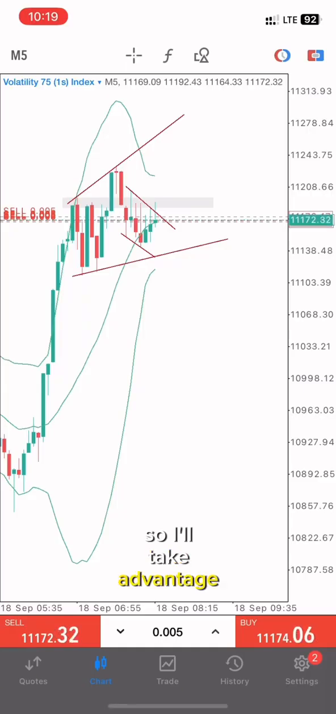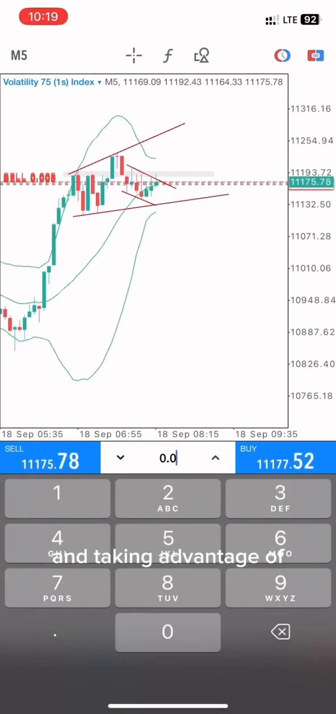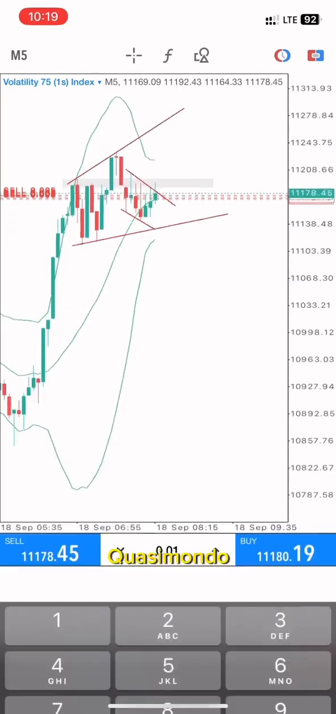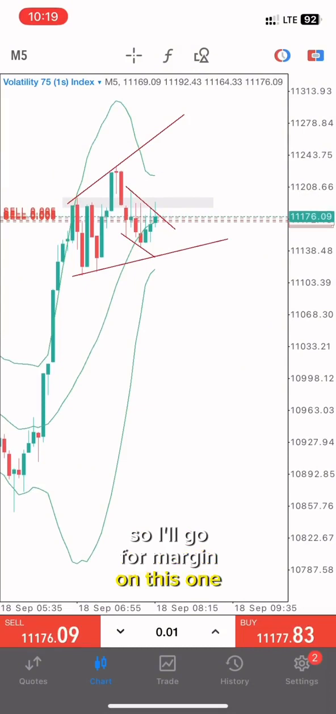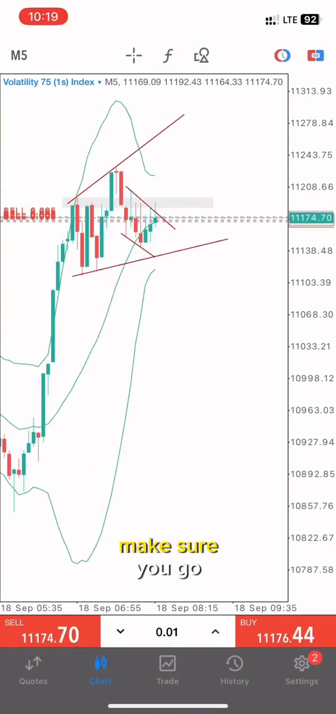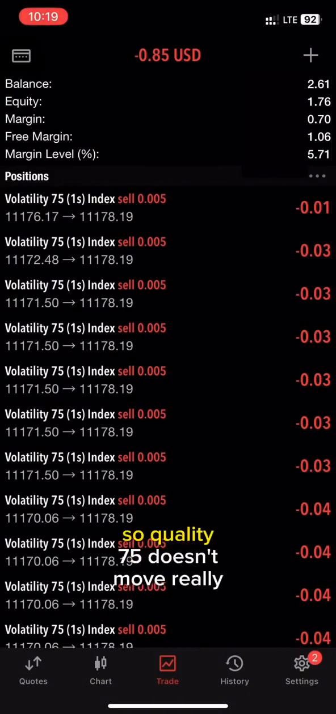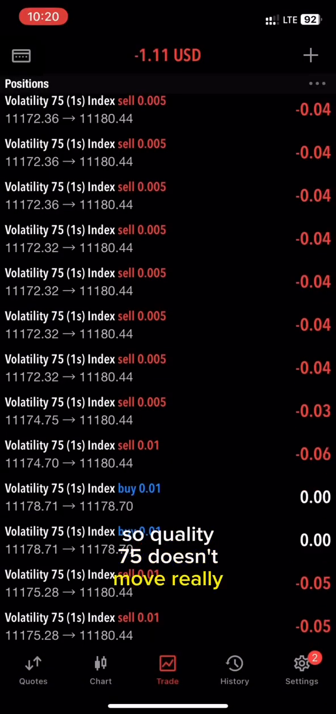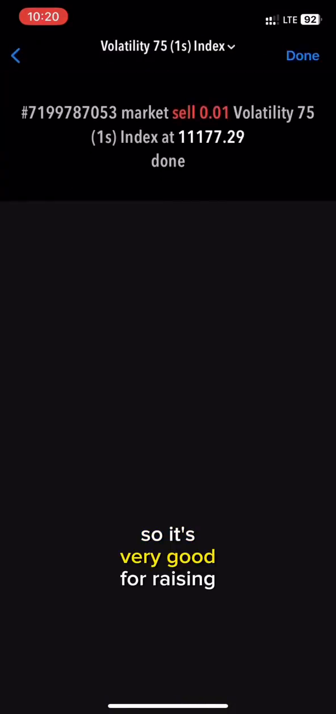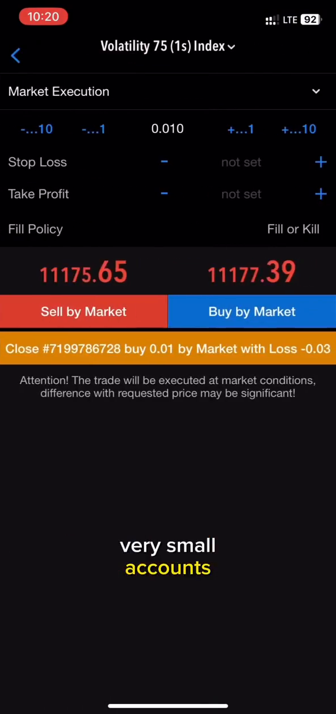So I'll take advantage of it by selling, knowing that this is a Quasimodo. So I'll go full margin on this one. Make sure you go full margin only when you have your facts straight, otherwise you blow your account. Volatility 75 doesn't move really fast, so it's very good for raising very small accounts.